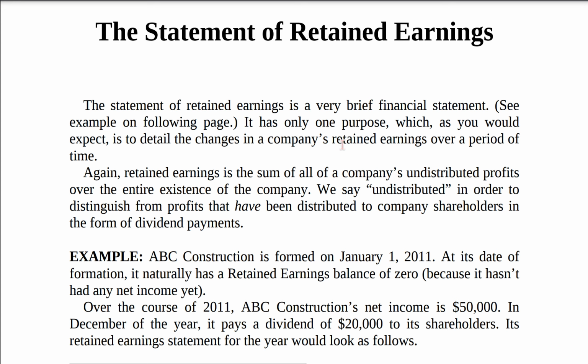Okay, so again, retained earnings is the sum of all of the company's undistributed profits over the entire existence of a company. We say undistributed in order to distinguish from profits that have been distributed to the company shareholders in the form of dividend payments. After a company earns profits, there will be two types of profits. One is distributed profit and another is undistributed profit. Distributed profit means the profit which we have distributed to the shareholders in the form of dividends. Whatever profit remains after distributing the dividend to the shareholders, that profit we call retained earnings.